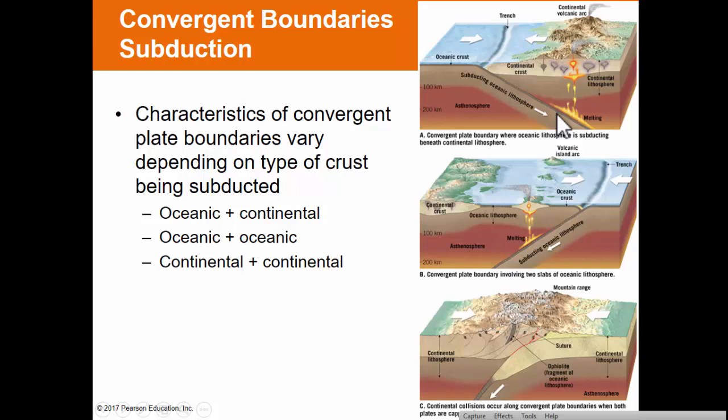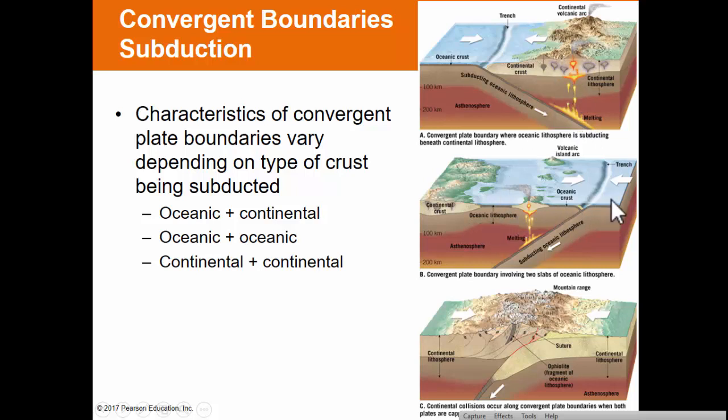Well, water helps as a catalyst for chemical reactions. And so that water coming out of this plate into this overlying asthenosphere, this overlying mantle, causes this mantle to melt. It's already very close to the melting zone, causes it to melt, and that's what wells up and creates some level of volcanism.